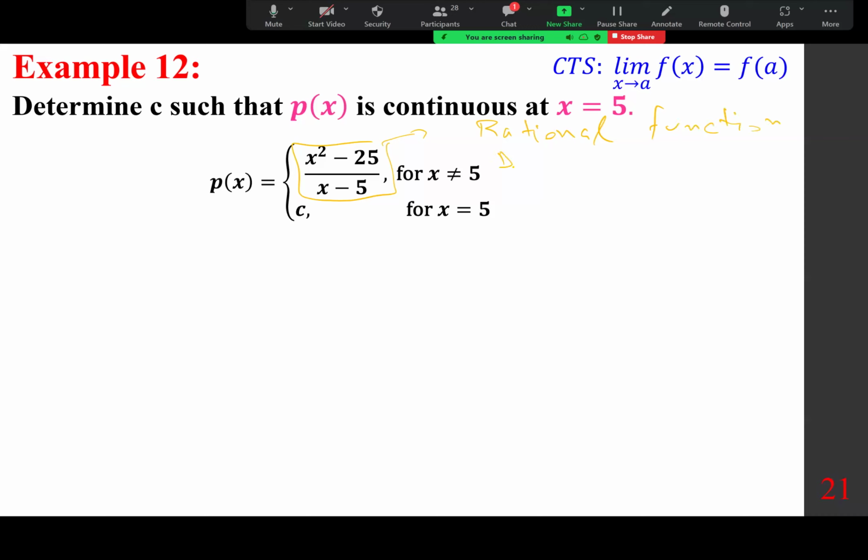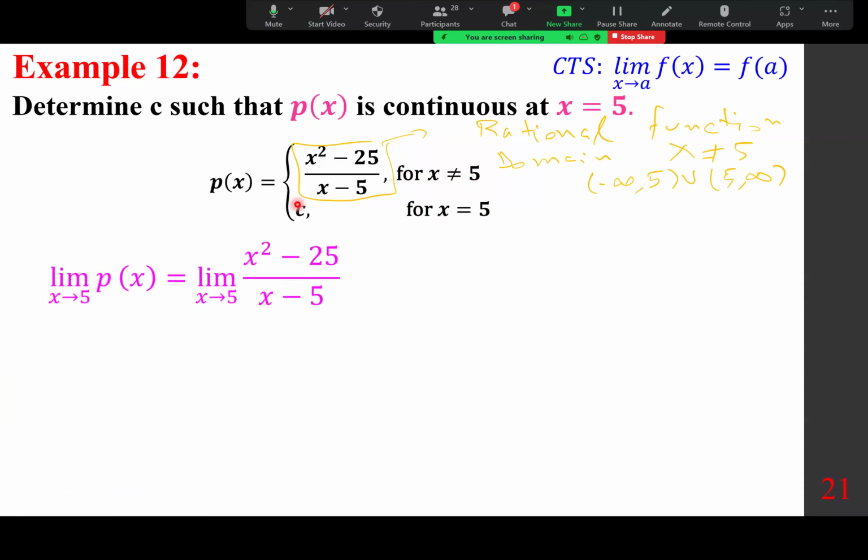And its domain, in shorthand notation, is everything except 5. Or you may say from negative infinity to 5, union 5 to infinity, in interval format. Okay. So having said that, we are going to take the limit of the function. To take the limit of the function, you can't use x equals 5, but everything except 5.